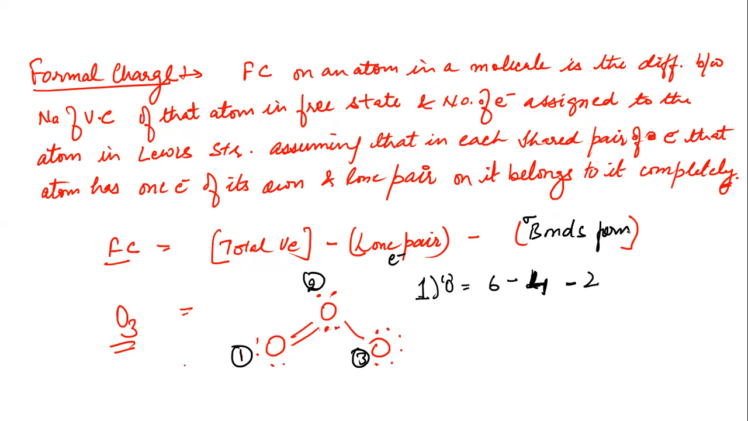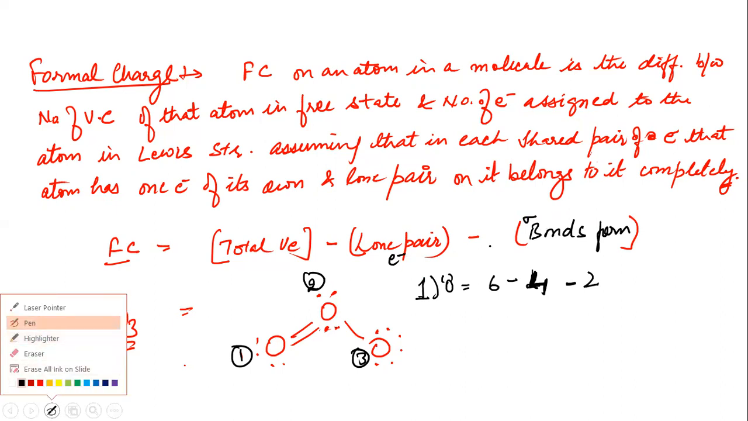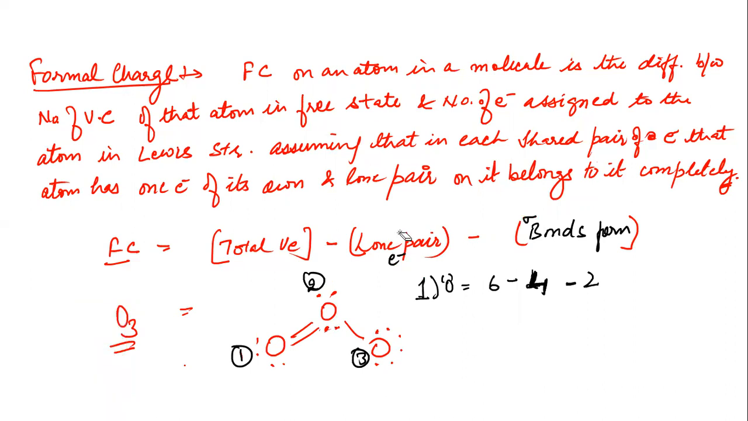Bonds formed; no need to bother whether it is sigma or pi, both will be included. There are 2 bonds, so it will be 1 per... 2 bonds are formed, so minus 2. So this will be 0 formal charge.